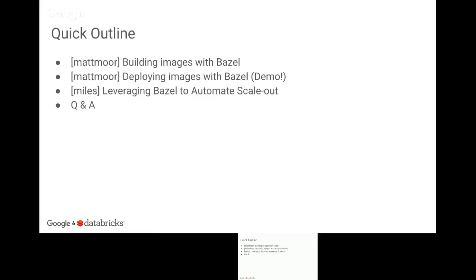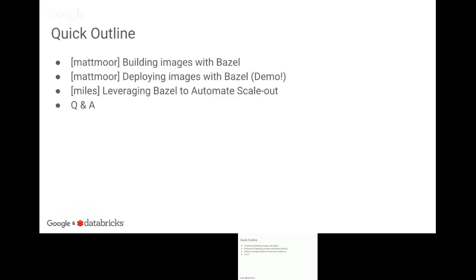All right. So before we dive in, just a quick outline. I am going to start off and talk about the evolution of building Docker images with Bazel and how that has more recently evolved into deploying images with Bazel, and give a quick demo and then hand things over to Miles. And I'll talk about a rule that I've written at Databricks to help automate the deployment of many of our services that we run. Then we'll open things up for Q&A.